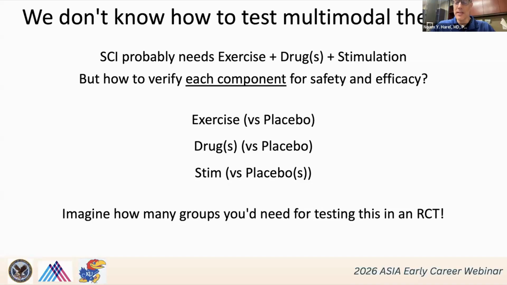Imagine if this was a randomized controlled trial, a parallel randomized controlled trial. Imagine how many groups you would need in that trial to test all of these in one study. Or imagine you're only going to test one thing at a time in each RCT. Imagine how many years that would take. Okay, so this is a quandary we have.